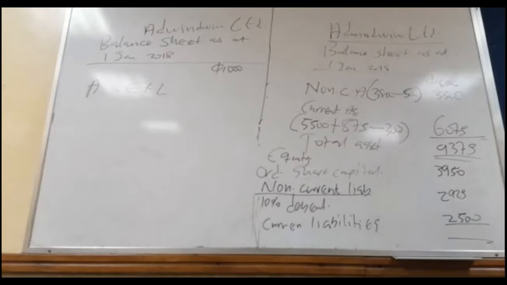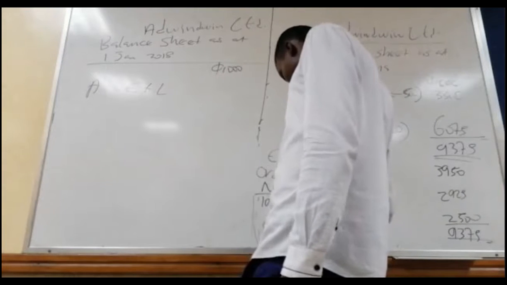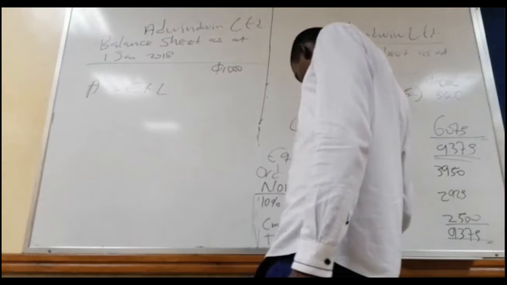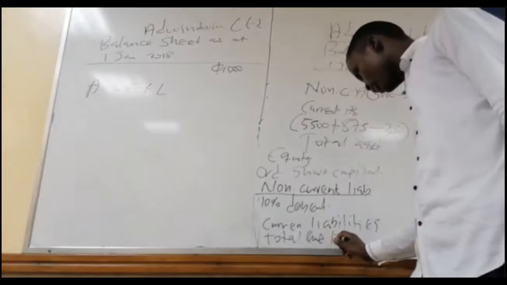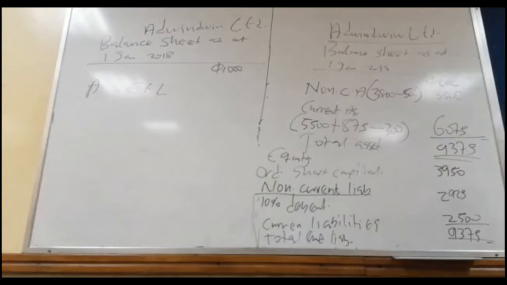So at the end of the day, if you put all the credit side together, the amount is the same as this. So let's see if it will balance nicely for us. 9,375, because this one is total equity and liabilities. Good. So we are done for the first half of today's edition.